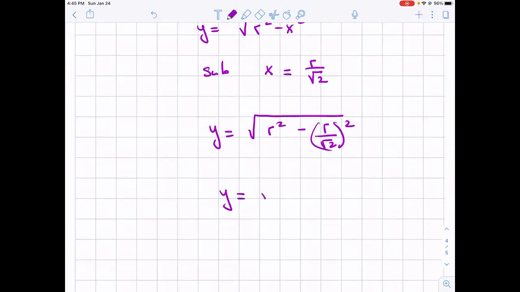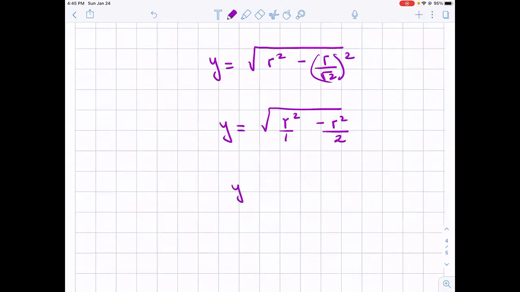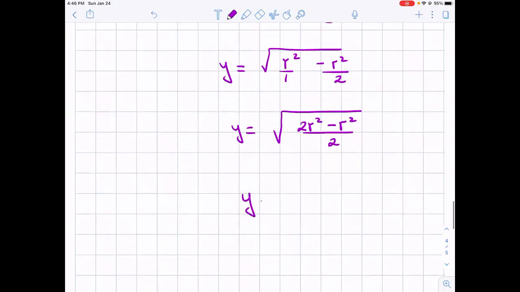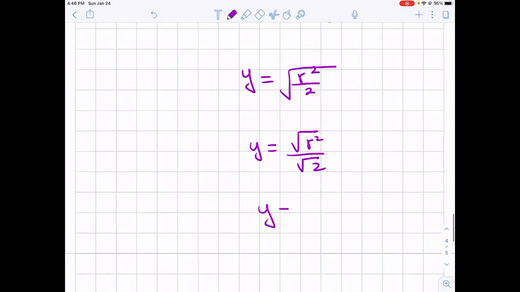So now we have y is equal to the square root of r squared minus r squared over 2. This r squared is over 1 here, so we'll find the common denominator, which is 2. So here we have 2r squared minus r squared. So y is equal to the square root of r squared over 2. And this can be simplified as the square root of r squared over the square root of 2. So y is equal to r over the square root of 2. So we have x and y.